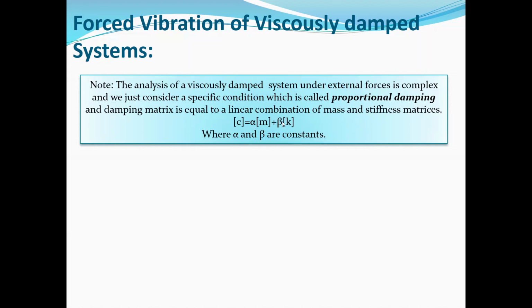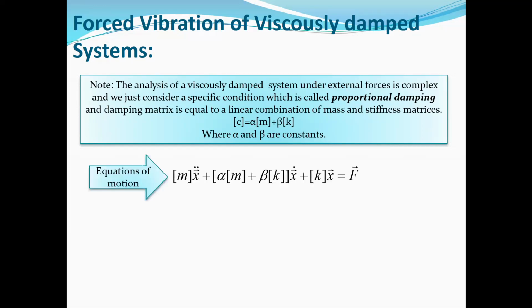So if we assume that the damping in our system obeys this rule, we can substitute into the main equation. You can see that we have the matrix M multiplied by X double dot. We have the matrix C, which instead of C, we substitute this term, alpha times M plus beta times K, multiplied by X dot, plus the matrix K times X, equal to F.